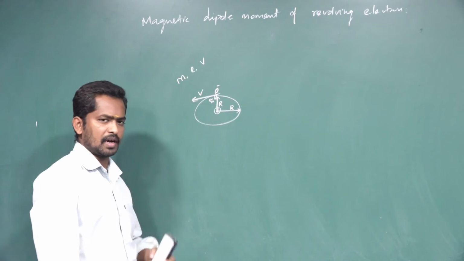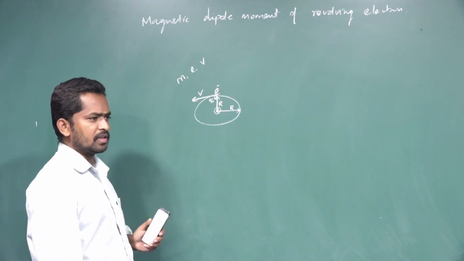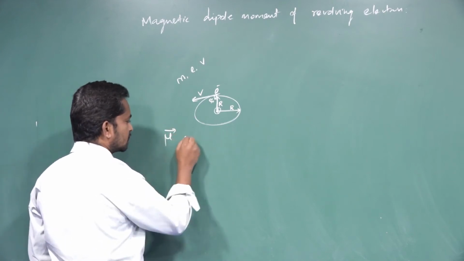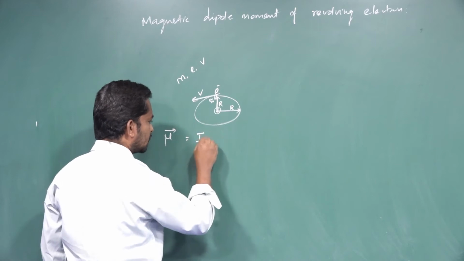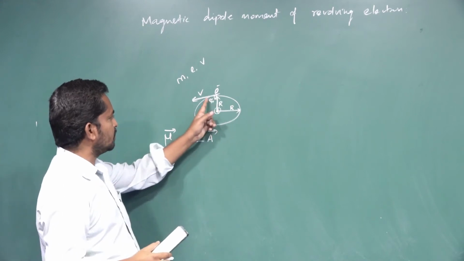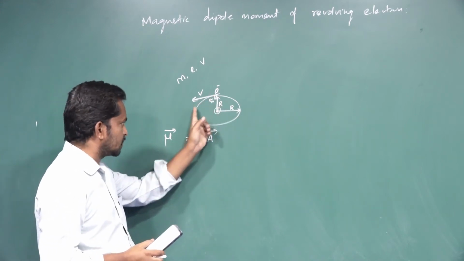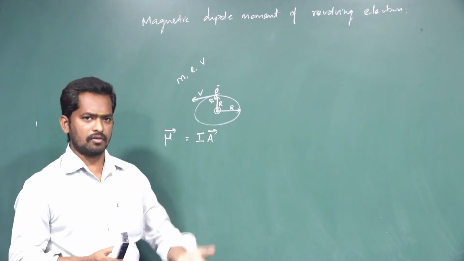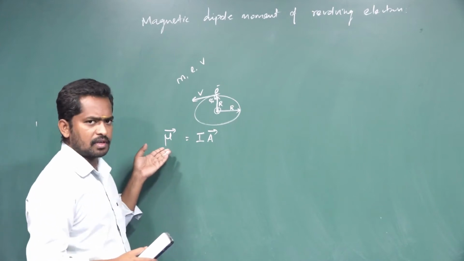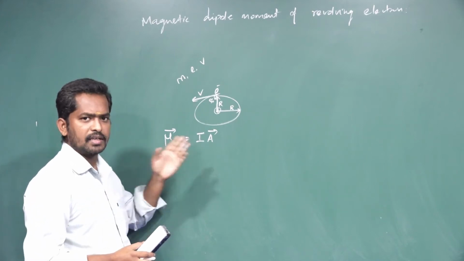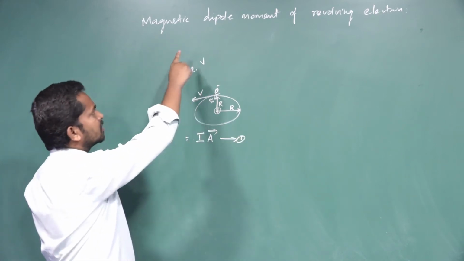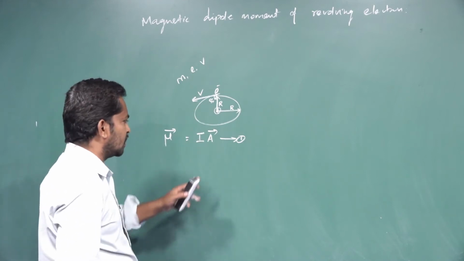You know well from the previous class, the magnetic dipole moment of a circular loop, mu vector, is equal to I into A vector. The electron revolving around the nucleus acts as a circular loop, almost like this circular loop. The magnetic dipole moment of a circular loop is mu vector equals I into A vector. This is equation number 1. I want to calculate the magnetic dipole moment of the revolving electron.